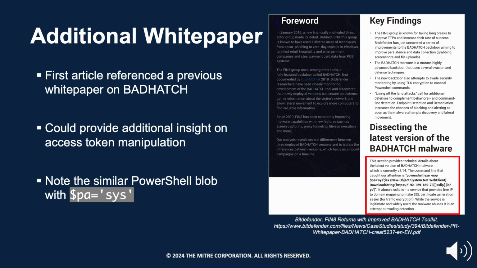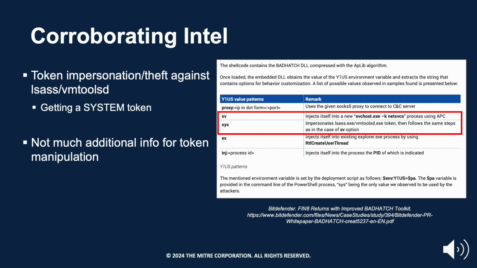We can also look at the article that the first article mentioned, the previous white paper on BADHATCH, in case we find additional information on how BADHATCH uses access token manipulation. Here we see a similar PowerShell command with the same sys variable. Farther down the article, we see additional information on the BADHATCH malware, including a confirmation of what the sys command does in the malicious framework. The malware will perform token impersonation and theft on the SYSTEM token from LSASS or VMTools-D, and then create a new service host process. However, it doesn't provide additional information, such as what API calls were used.